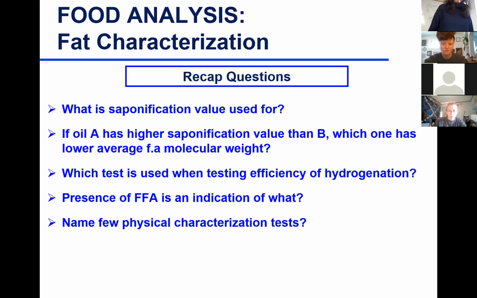Yes. Okay, name a few physical characterization tests, just a couple that we talked about last time. Physical characteristics. Tushan? Melting point, yes. Jean, did you want to say anything? Refractive index. So melting point, refractive index. What else? Anybody remember more?